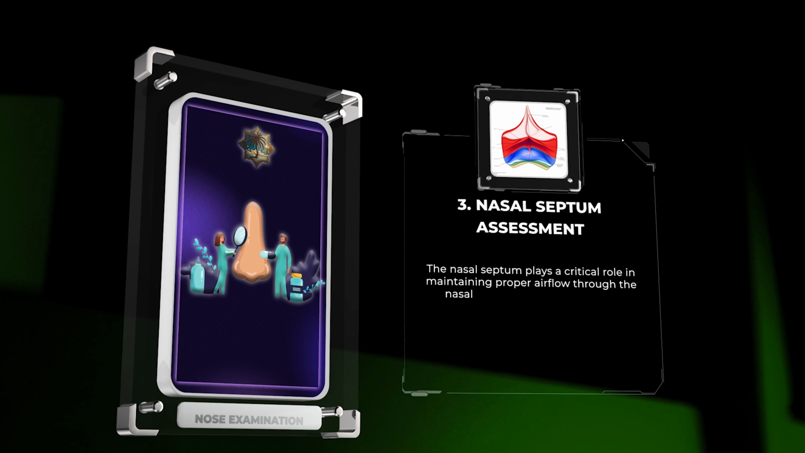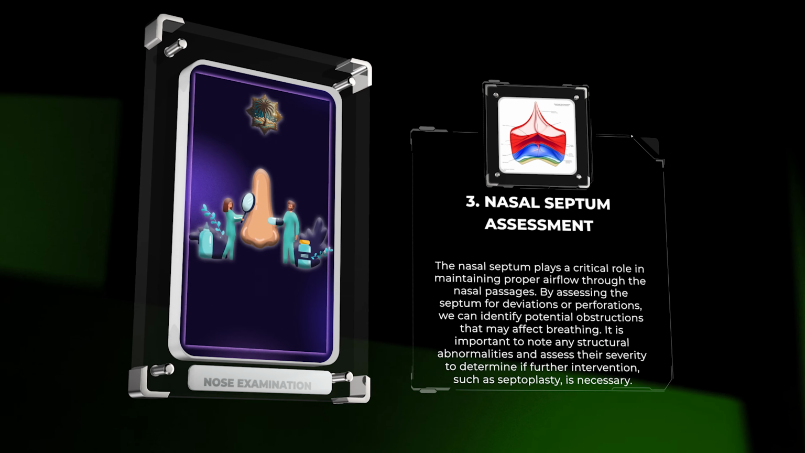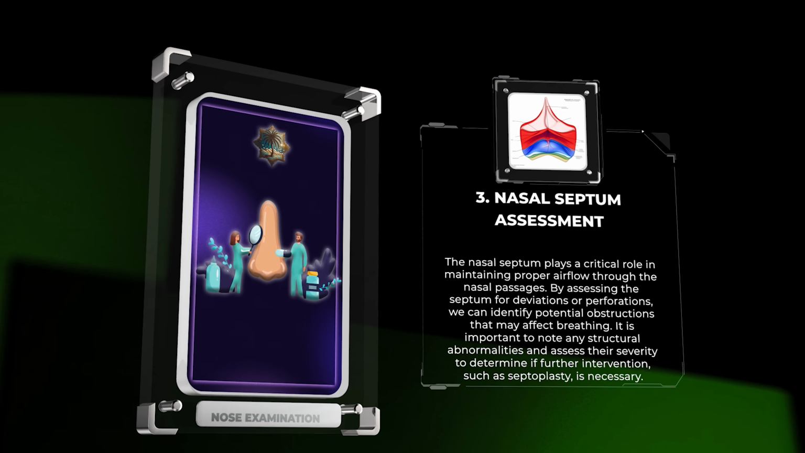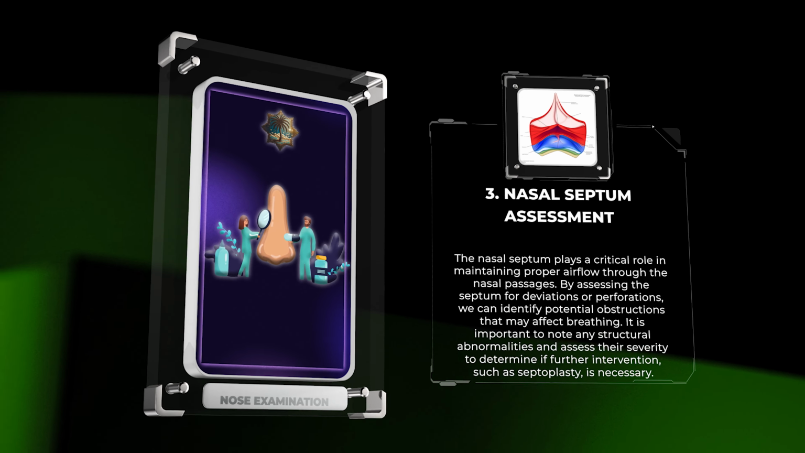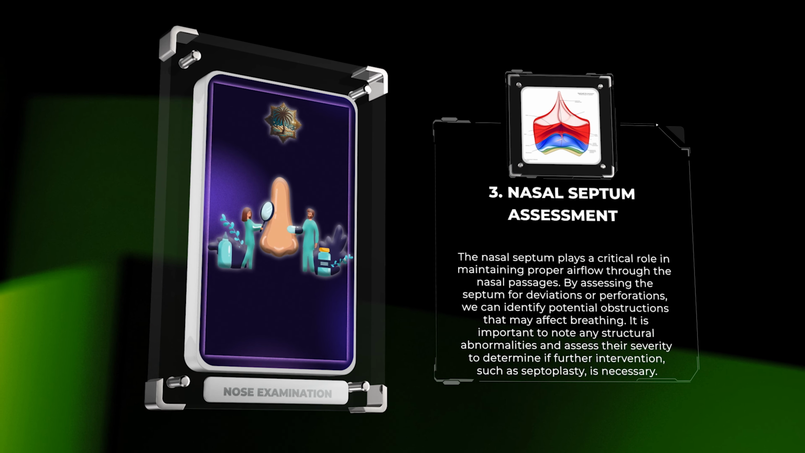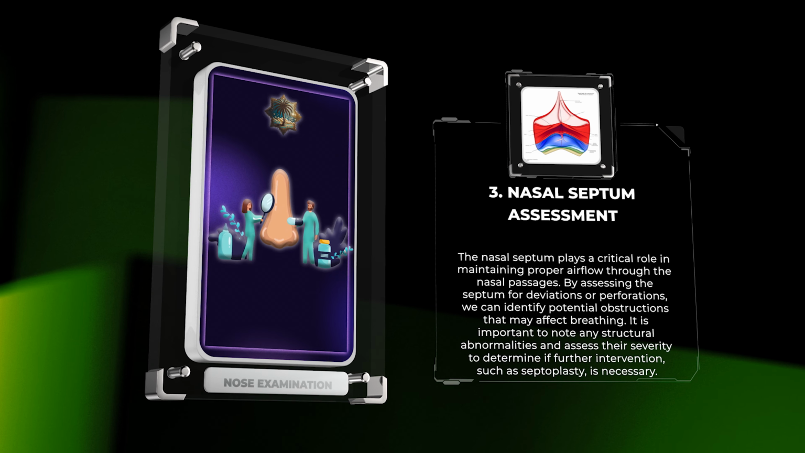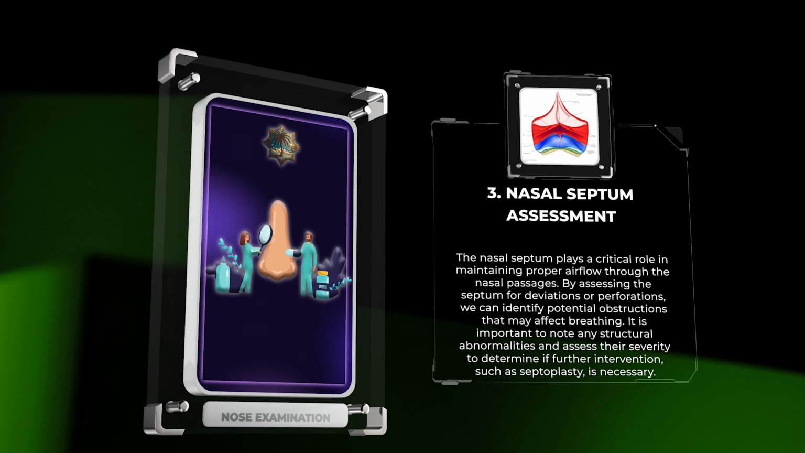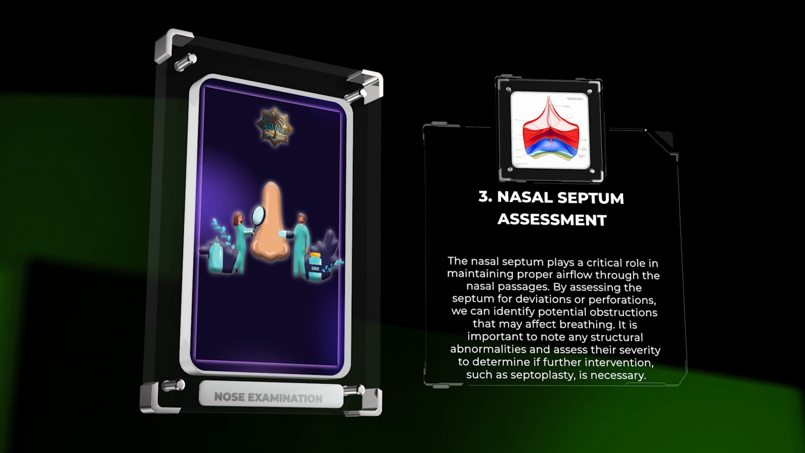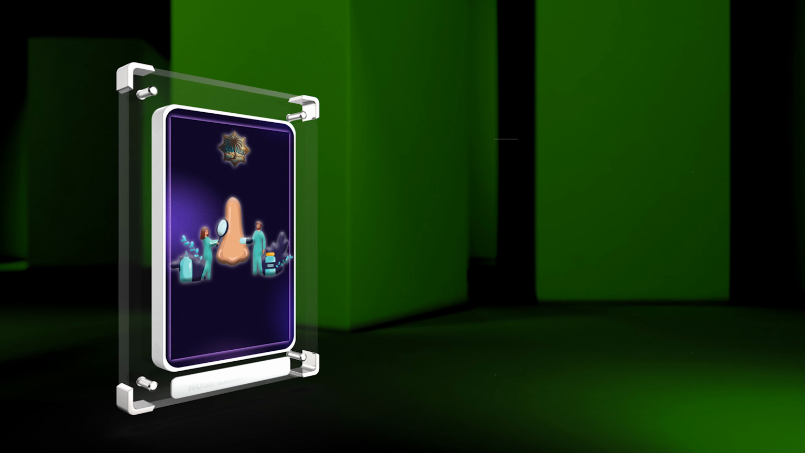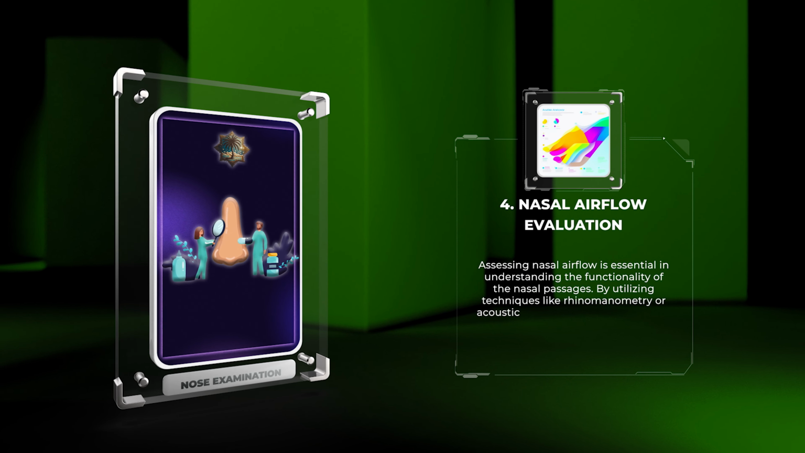The nasal septum plays a critical role in maintaining proper airflow through the nasal passages. By assessing the septum for deviations or perforations, we can identify potential obstructions that may affect breathing. It is important to note any structural abnormalities and assess their severity to determine if further intervention, such as septoplasty, is necessary.